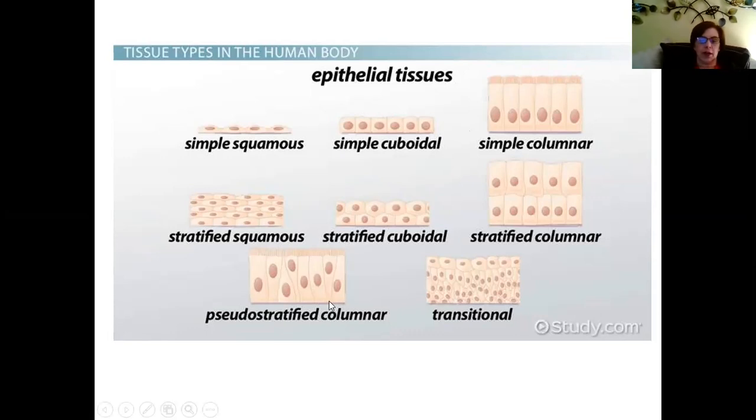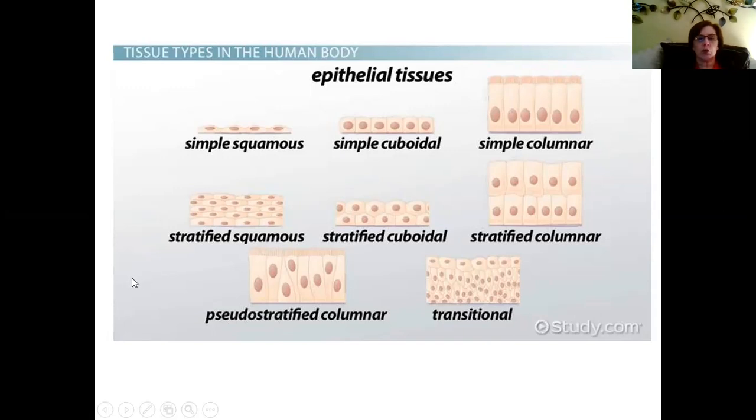With pseudo-stratified, the basement membrane is here, but every one of these cells attaches to the basement membrane. So this cell attaches to basement, this cell attaches to basement, this cell attaches to basement, and so on and so forth. For a regular stratified columnar, this layer does not attach to the basement membrane. So this kind of fools us, and that's where the pseudo comes in. Pseudo means false or fake. So it's fake layers, kind of like fake news. No. So it looks like we've got layers, but we don't, and that's pseudo-stratified.